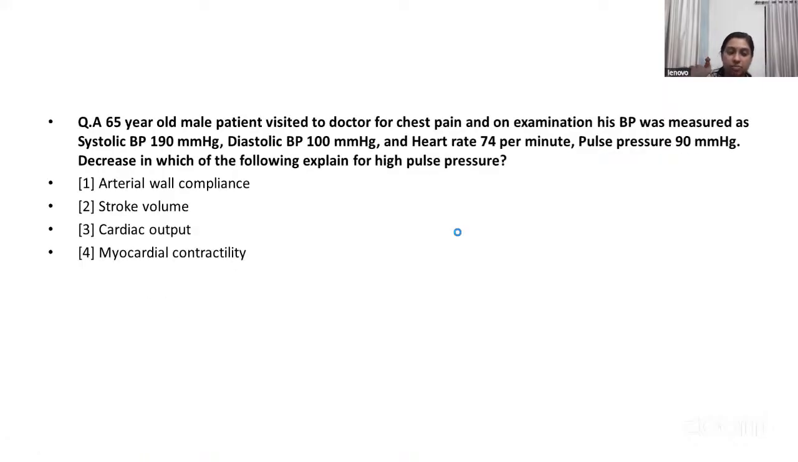Next question. A 65-year-old male patient visited the doctor for chest pain, and on examination, his BP was measured as systolic about 190, diastolic 100, heart rate 74 per minute, pulse pressure 90. Decrease in which of the following explains the high pulse pressure? We have to notice the patient is an aged patient, 65 years. The options are arterial wall compliance, stroke volume, cardiac output, myocardial contractility. What's the answer here? It's the arterial wall compliance. The compliance is reduced in aged patients.